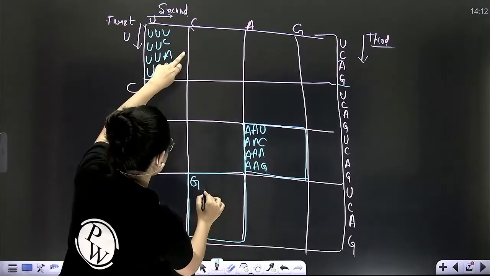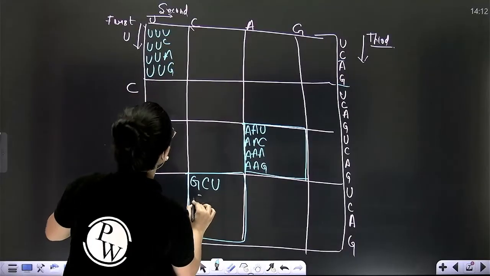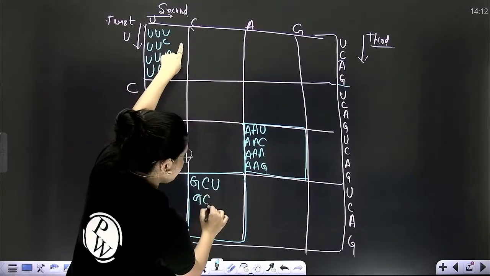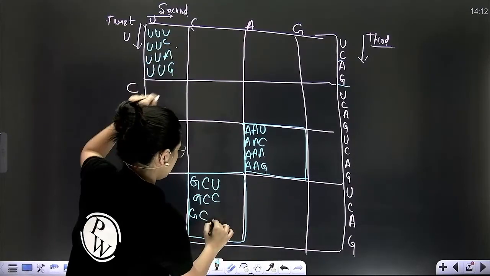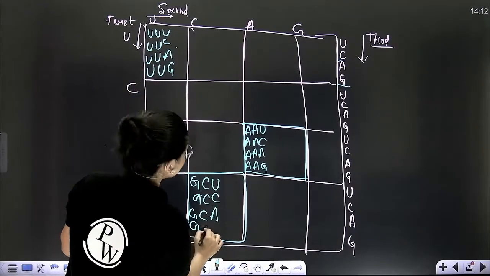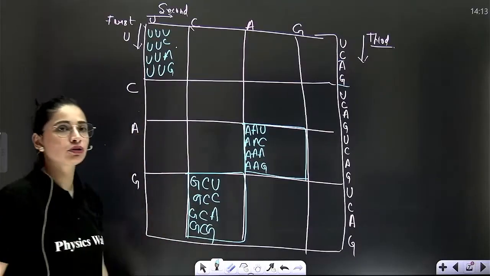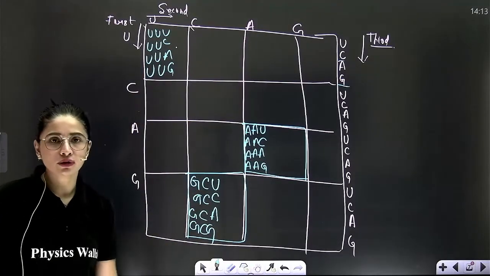G, C, U, G, C. G first, second C, third A, fourth G, C, G. This is how you are going to fill all the 64 codons.